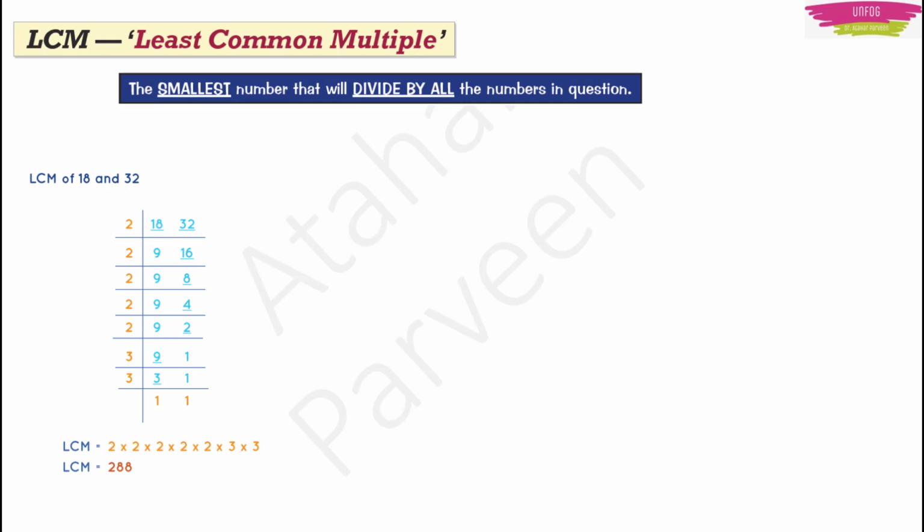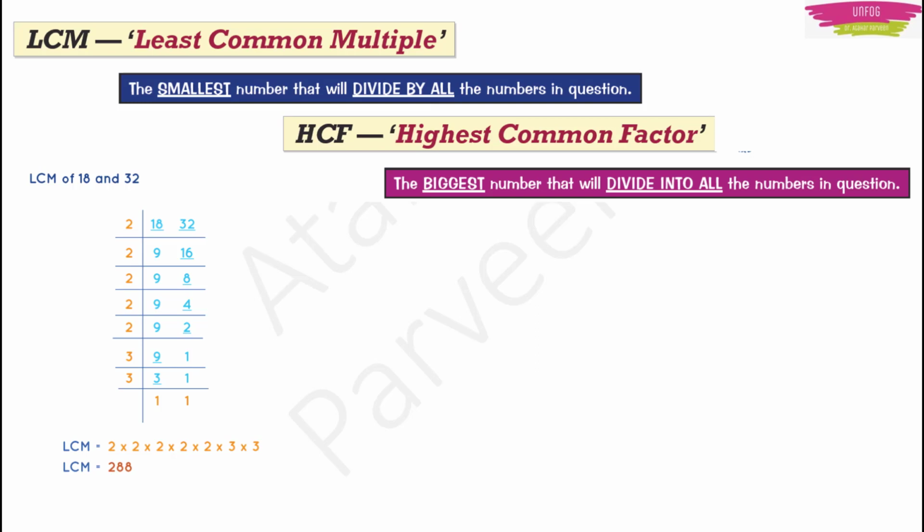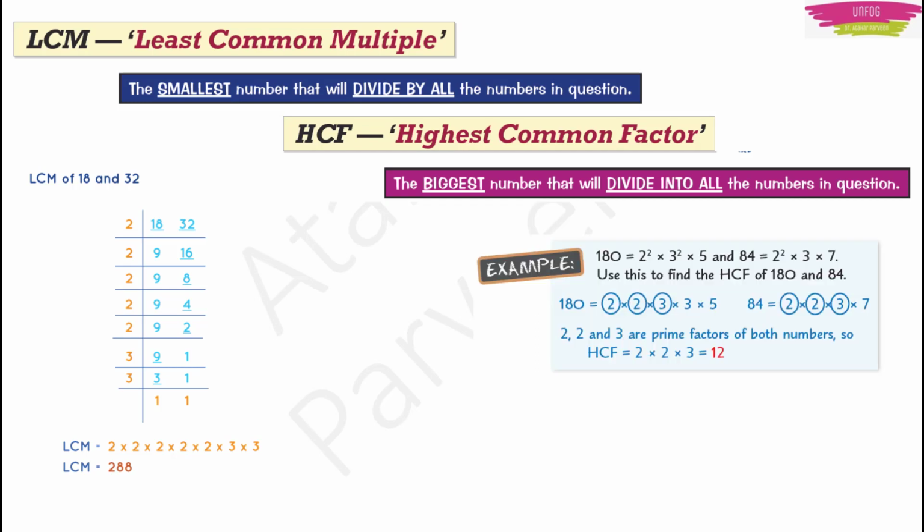In the same manner, this was for multiples, right? In the same manner, we have for factors, that is known as the highest common factor. It is the biggest number that will divide into all the numbers in the question. How do you calculate this HCF? For example, if you want to calculate the HCF for 180 and 84, what you do? For 180, you do LCM and you write the numbers here. What all numbers if you multiply, you get 180. You write that. Again for 84, what all numbers you multiply, you start from 2 always.